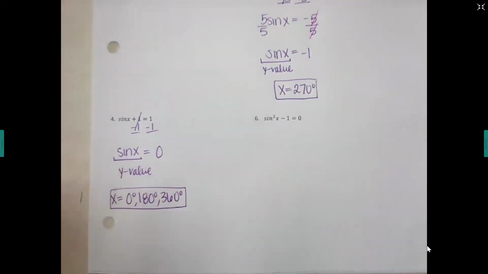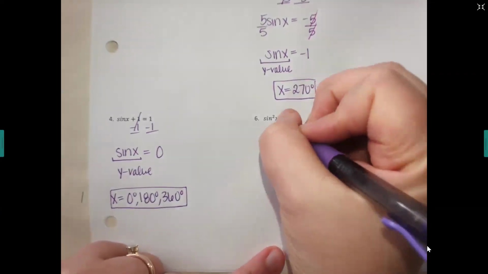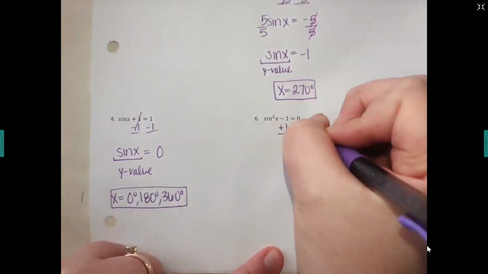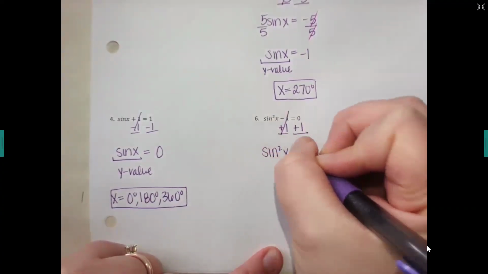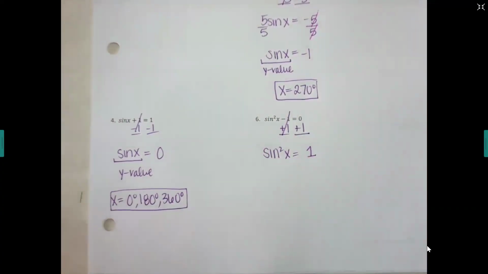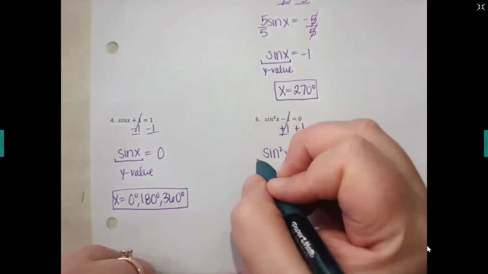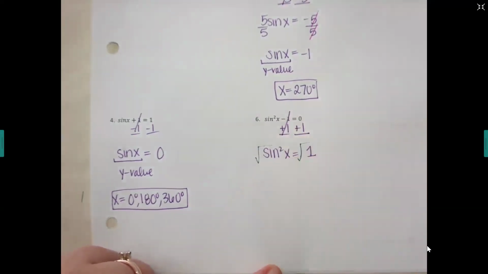All right, take a look at number 6. We have a squared in this one, so let's see how to solve that. I want to get rid of the negative 1. What do I do? Plus 1. 0 plus 1 is sine squared x equals 1. Then from here, to eliminate the squared, I have to take the what? Square root. Now, when you square root 1, what do you get?